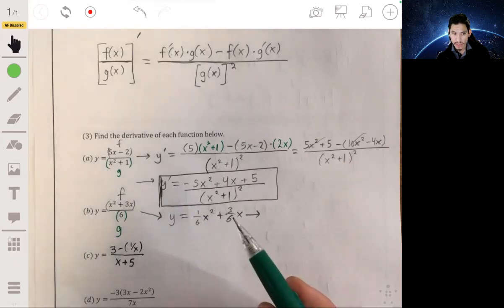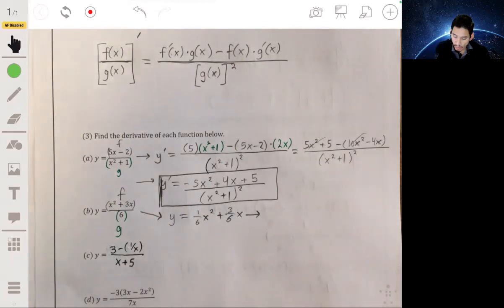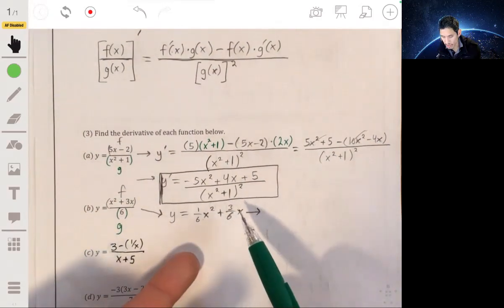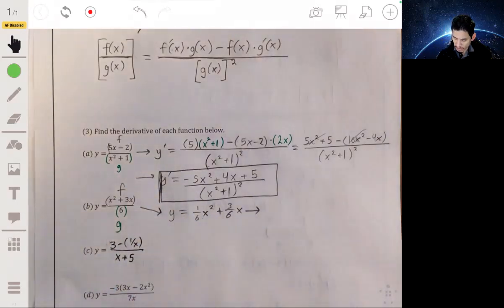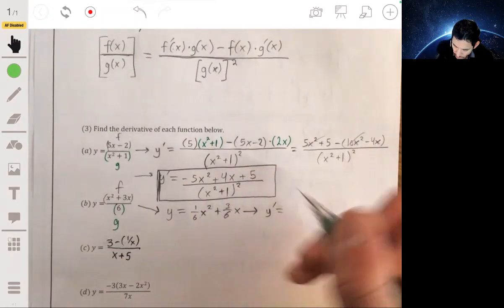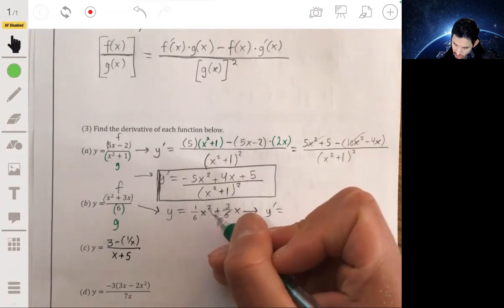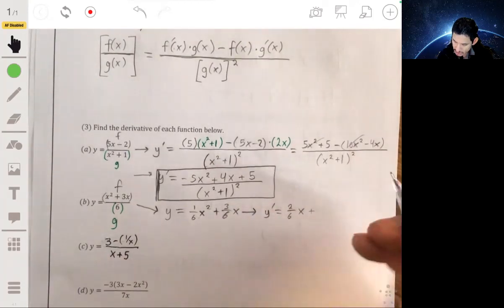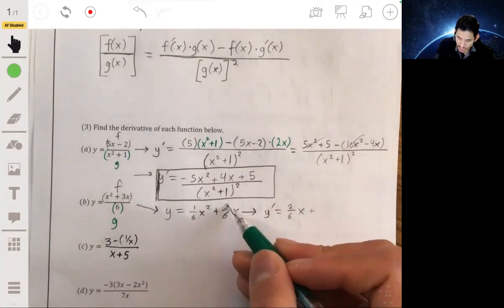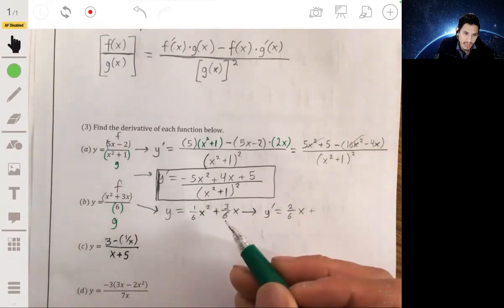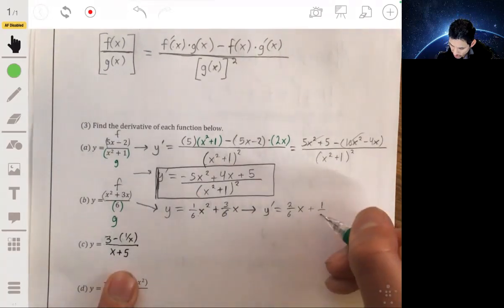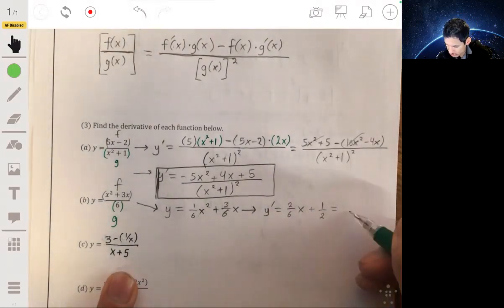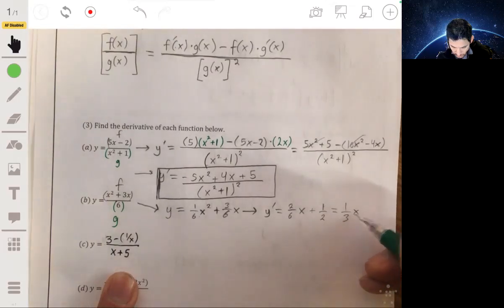Now the quotient rule is fun, but don't worry, you're going to have plenty of times where you have to use it. So use your time wisely, because this is just the power rule, and these are just coefficients. So y prime is 1/6 times 2x, or 2/6 x, or just 1/3 x, plus 3/6, which is just 1/2, times x. The derivative of 1/2 x is just 1/2. And that's your answer, you're done. 2/6 is 1/3 x plus 1/2.